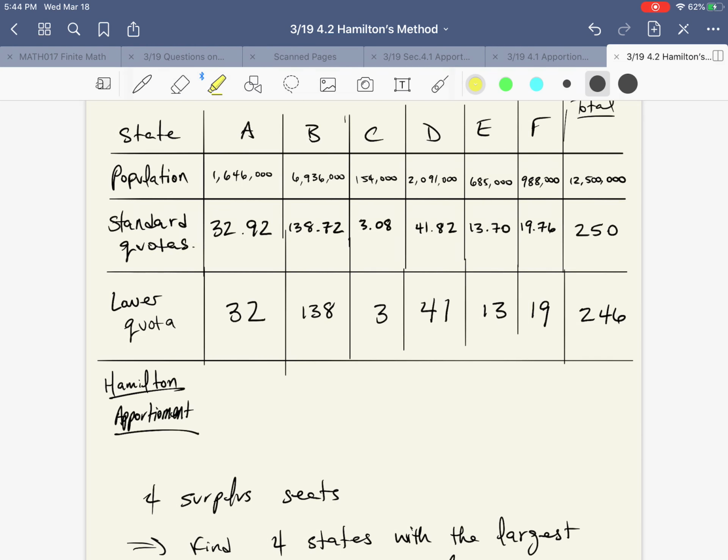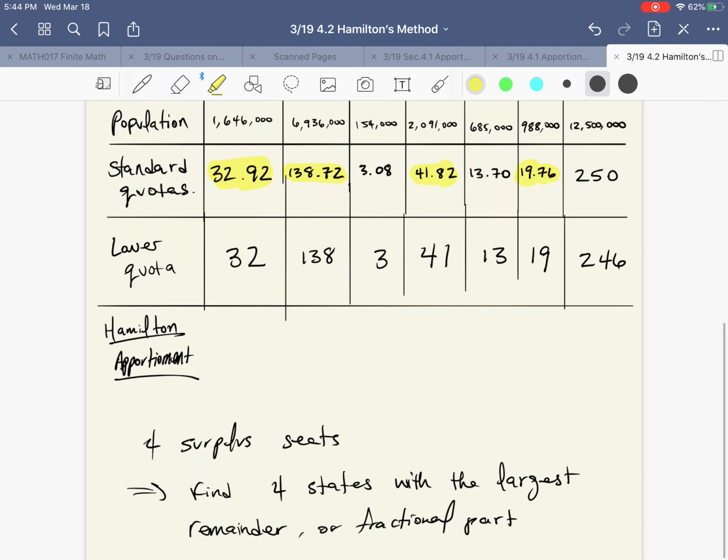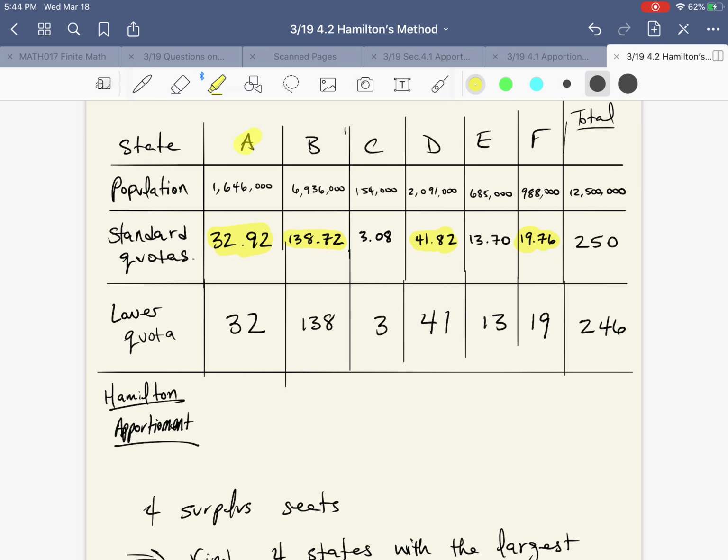In order, the first highest fractional part seems to be state A with 0.92 as a fractional part. Second highest, if I'm looking just at the decimals now, right? I'm just looking at the decimal points because we've already given everyone their lower quota. So state D, next highest is 0.82. It's just lower than 0.92, but the next highest here is 0.76. And finally, the fourth highest is 0.72. So that means that each of these 4 highlighted states, A, B, D, and F, are going to get one of the surplus seats.